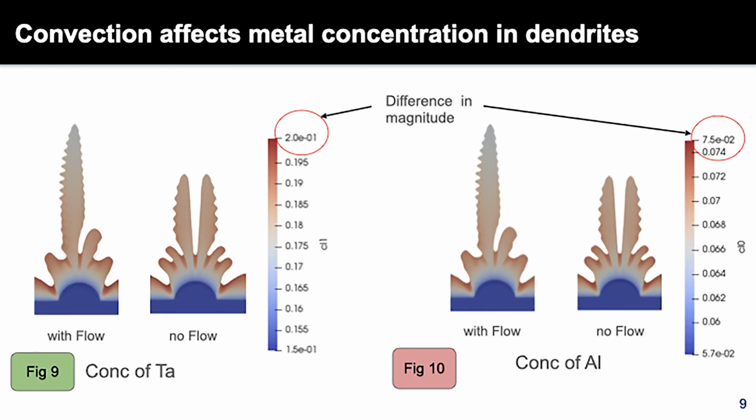Now, I also plot the concentration of two of the metal components, tantalum and aluminum, in this three-component alloy system. And you can see we can resolve the gradients of the concentration even inside the dendrite. And again, inside the dendrite, there is a difference in concentration between convection and no convection. Although from the color scheme the two concentrations look the same, bear in mind the order of magnitude is different. So there is a difference. And the third concentration in this three-component system is 1 minus the sum of these two scalars.